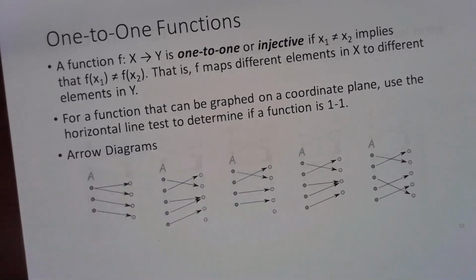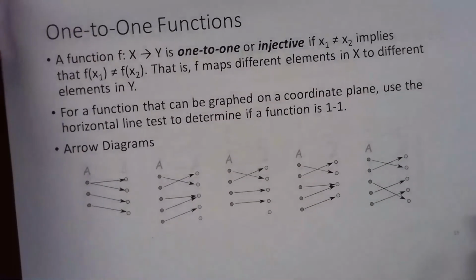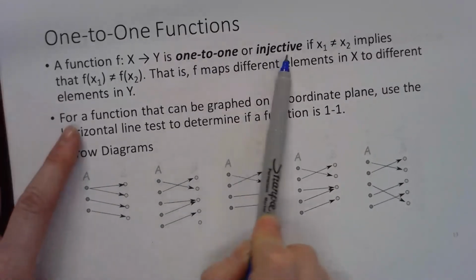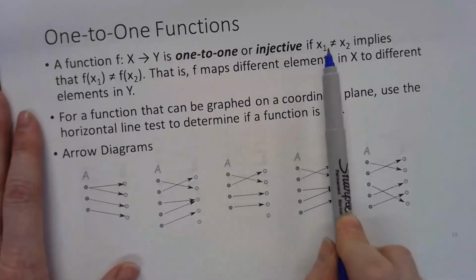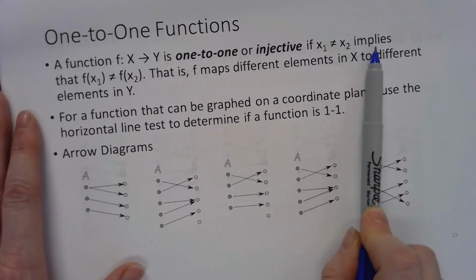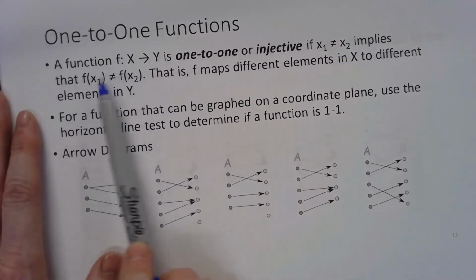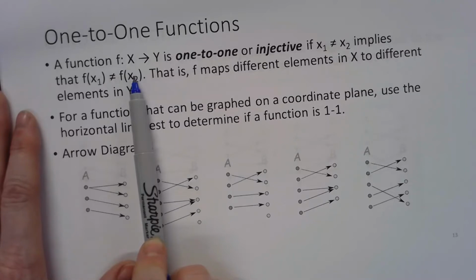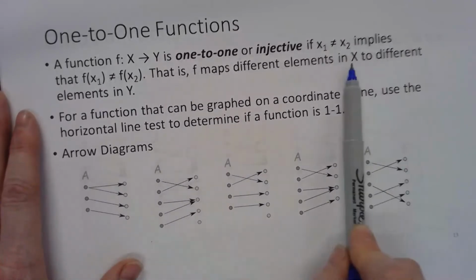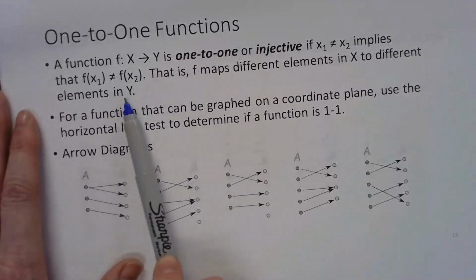So properties of functions, and this might be all we get through, but that's about half of this chapter, which is what I was hoping for. Okay, so one-to-one functions, you've probably seen this as well. A function is one-to-one or injective if you look at 2 different values of the domain, and they will always map to 2 different values in the range, or in the target. So the function always maps different elements in the domain to different elements in the target.